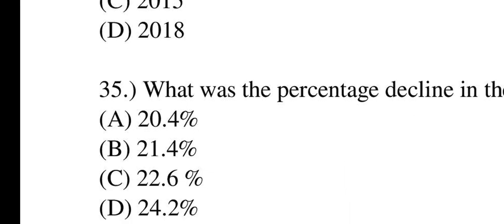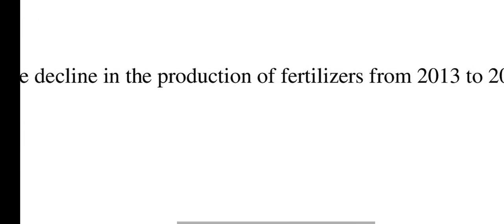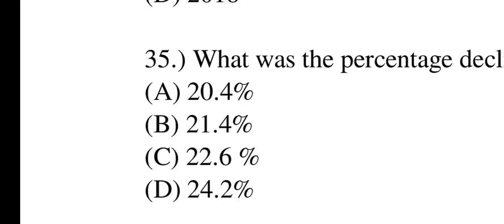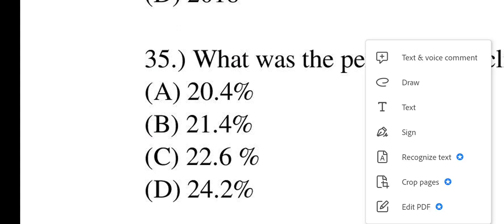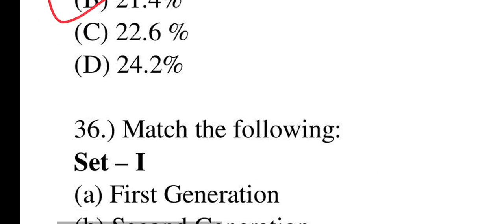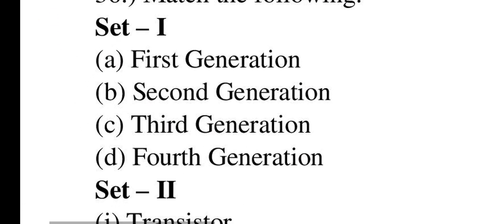34 is done. 35 is saying what was the percentage decline in the production of fertilizers from 2013 to 2014? A, B, C, D: 20.4%, 21.4%, 22.6%, 24.2%. For 35, number B will be correct, 21.4%. 35 is also finished. 36 is saying match the following: set 1, first generation, second generation, third generation, fourth generation.